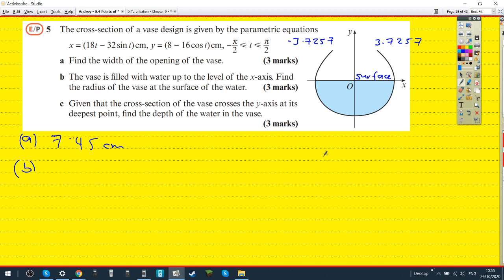Would the radius not just be 3.7527? So that's this length here. Radius looks a bit bigger. Radius looks longer. Yeah.